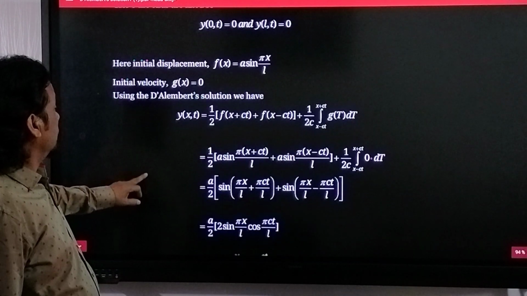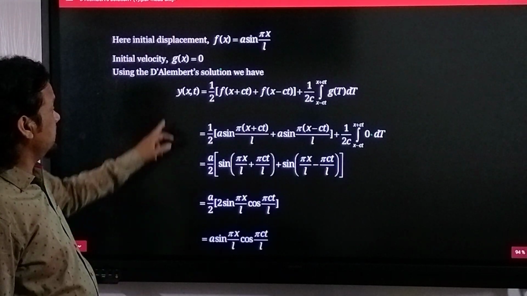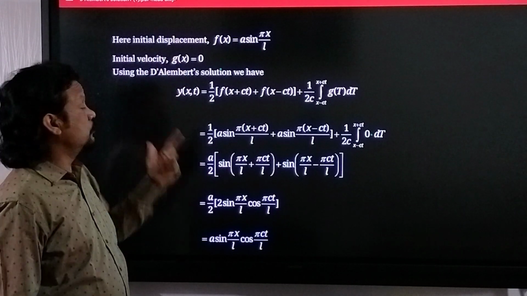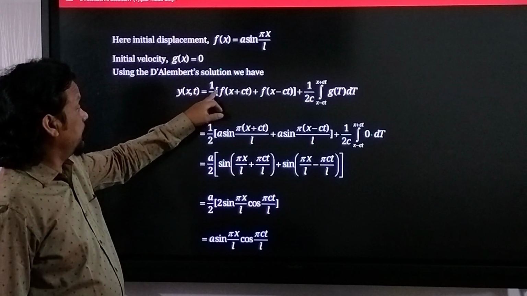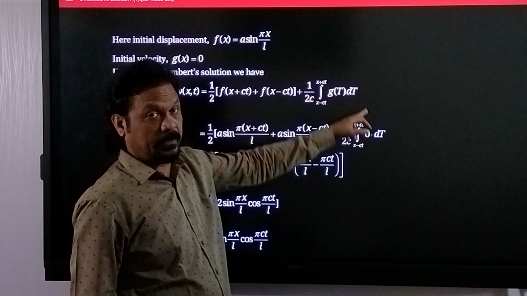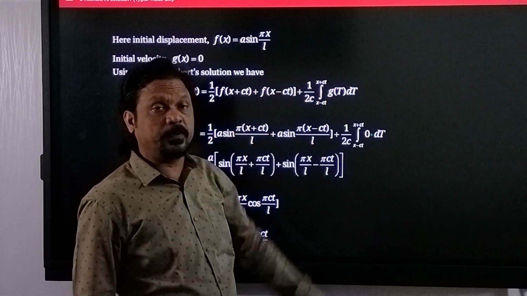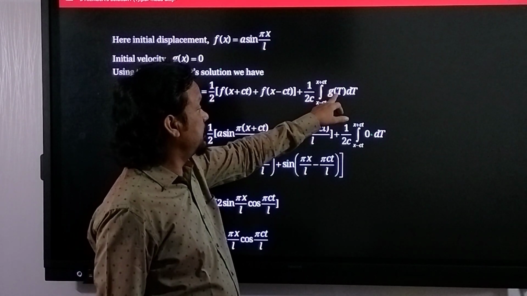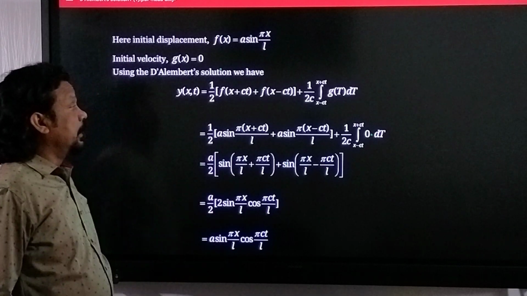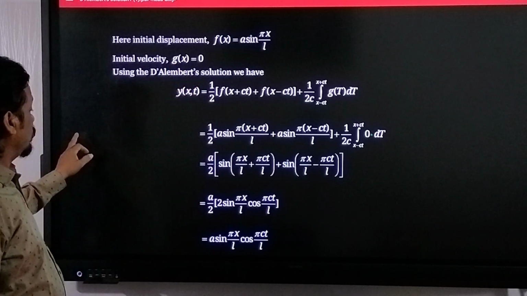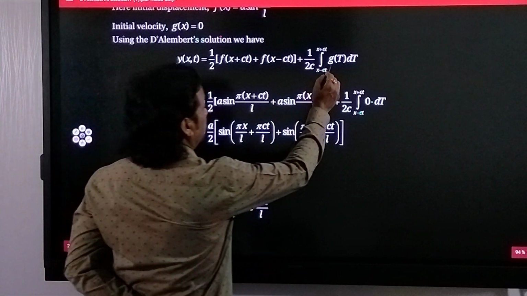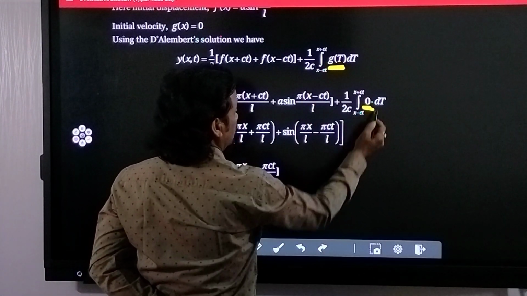Okay. So what is D'Alembert's equation? y of x, t. Don't write u of x, t here. According to our question, it is y of x, t: half of f of x plus ct plus f of x minus ct, plus 1 by 2c integral of g of T dT from x minus ct to x plus ct. Because in the question it is given in the form of y, I have written g of capital T dT. And since the initial velocity is 0, I have taken g of T as 0.